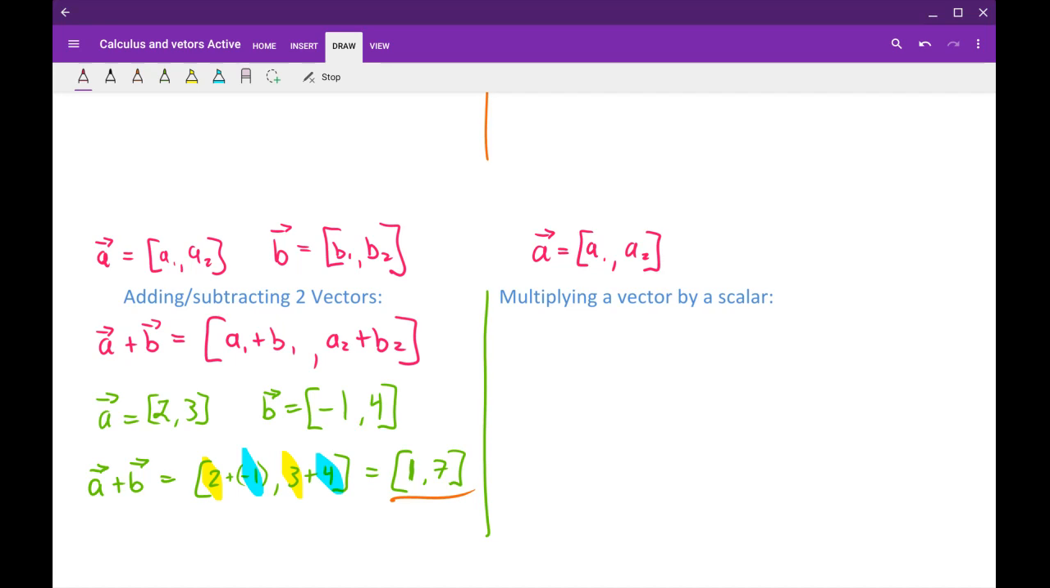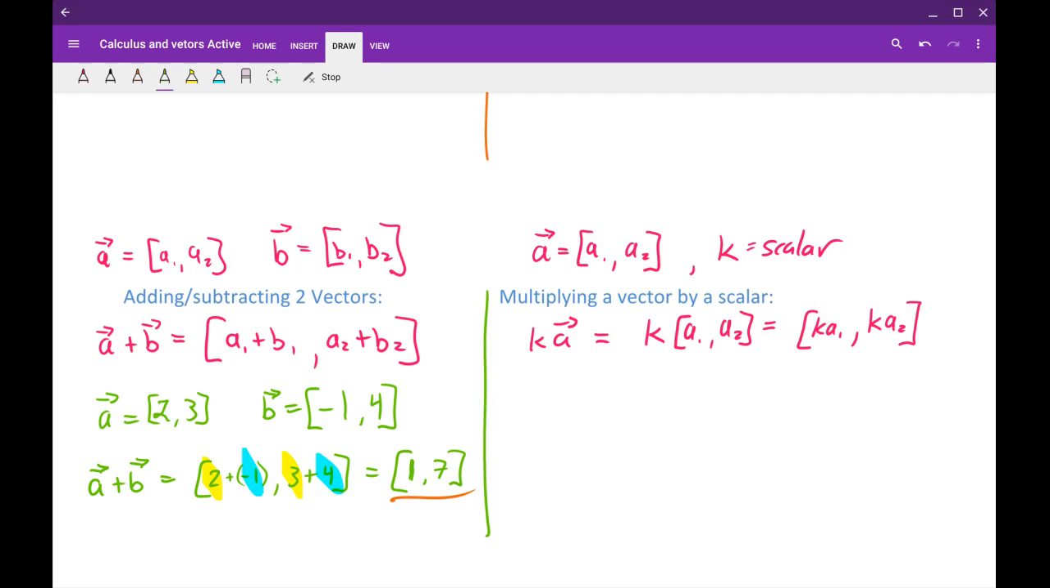So, let's say I've got some scalar k. What would kA look like? Well, as it turns out, it would just be k times [A1, A2], and you're going to be able to distribute this k. So it's actually going to be [kA1, kA2]. There you go.